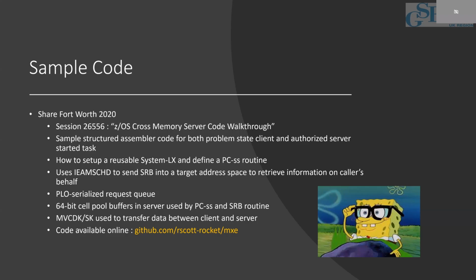It sets up a reusable system LX, it sets up a space switch PC, it uses IEAMSCHD to send SRBs. It's got some examples of how you might PLO serialize a request queue. It's got 64-bit buffers. It's got MVCSK and MVCDK to transfer the data between client and server. If you want to have a sniff at it, it's on GitHub. It's in a style that some people might not like because I use structured macros, but I think the concepts are still good, and I think it's still a good example.